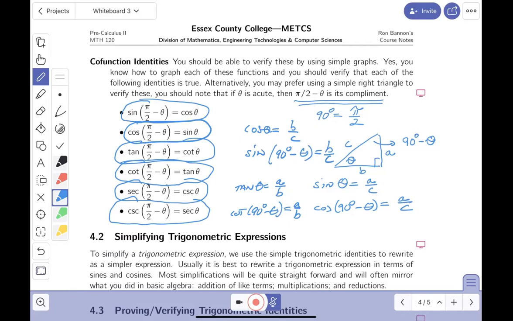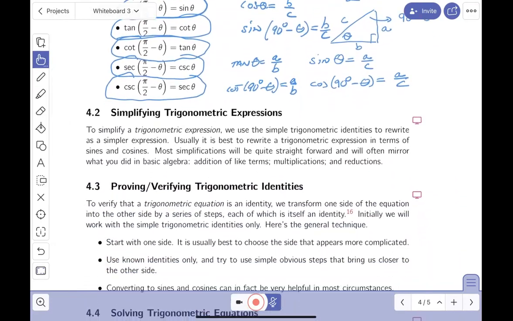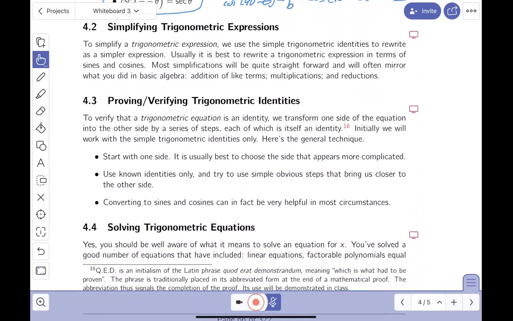All right, we're going to talk about simplification, which is really the next topic up. And it's one that you want to master. All right, I'm going to read it to you. It says, to simplify a trigonometric expression, we use the simple trigonometric identities to rewrite it as a simpler expression. We'll go through examples. Usually it is best to write a trigonometric expression in terms of sines and cosines. I can't say that enough times. It's usually best to write things in terms of sines and cosines.